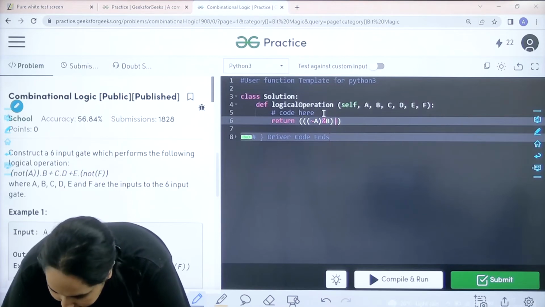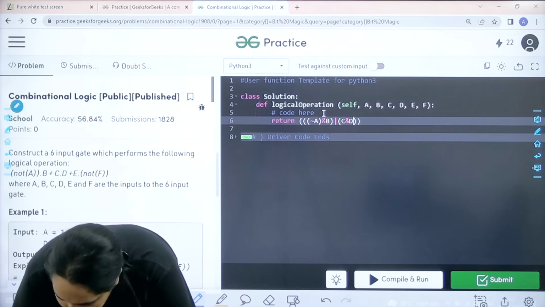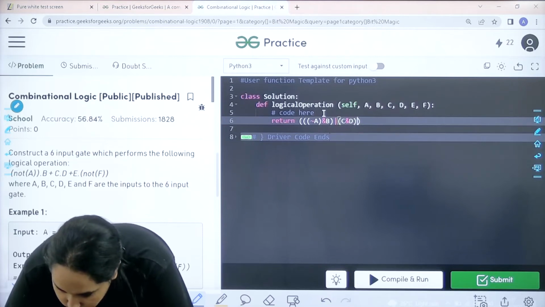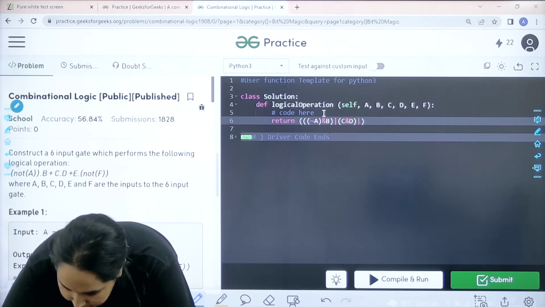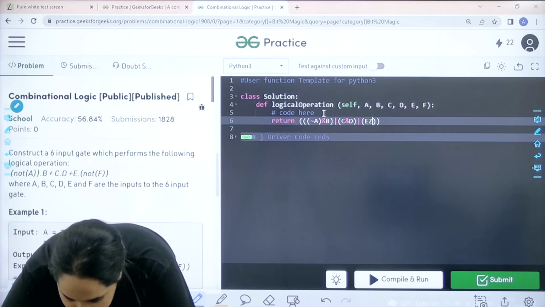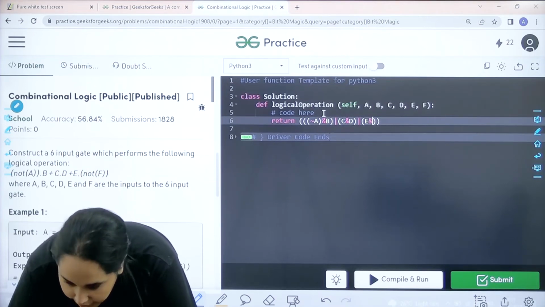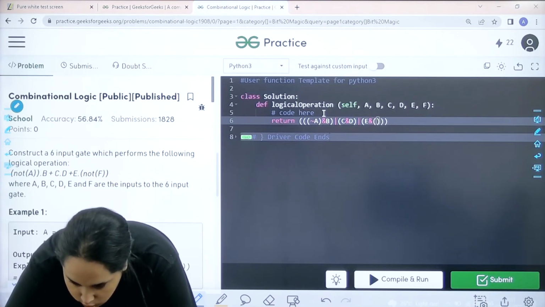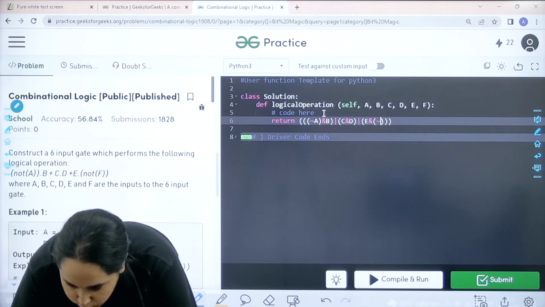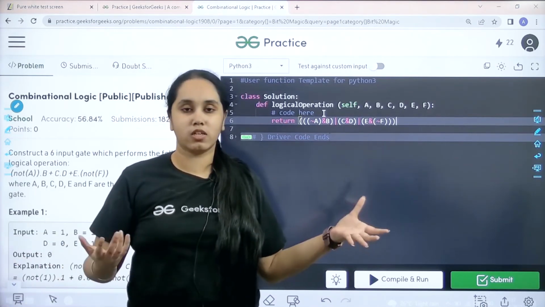Or, then again circular brackets. Over here it would be C and D. After this another or. Then a circular bracket E. After E I have an and. After this circular brackets, not, and over here I would write F. I hope this is clear to you, how I have written the logic.